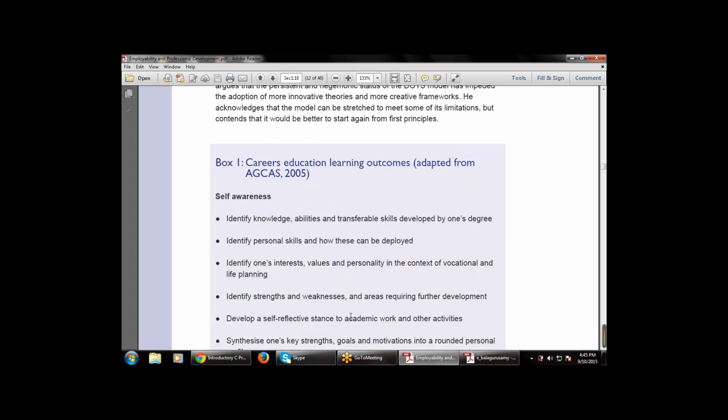Then identify the strengths and weaknesses and the areas requiring further development. That is, what are the various strengths and weaknesses for career development, and in which areas further development will take place. Then develop a self-reflective stance toward academic work and other activities. That is how to develop the skills and the values used for the various academic and other activities.